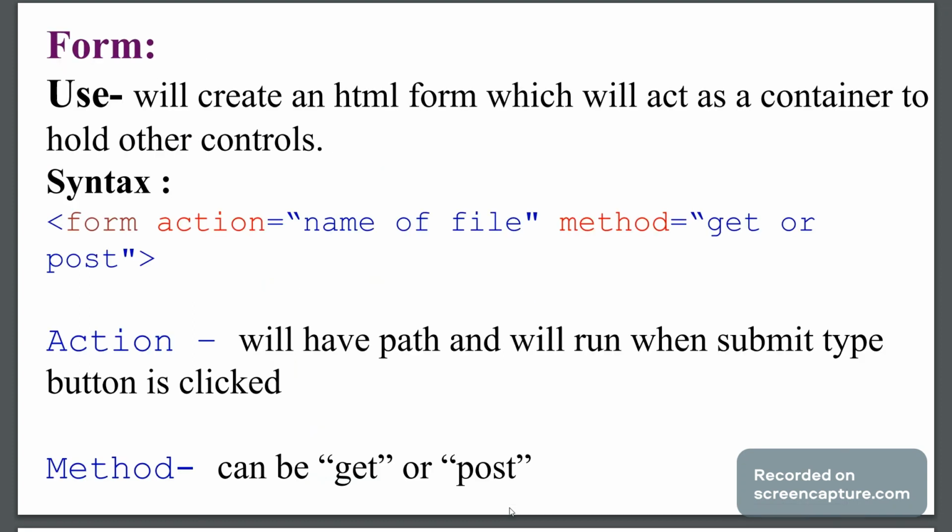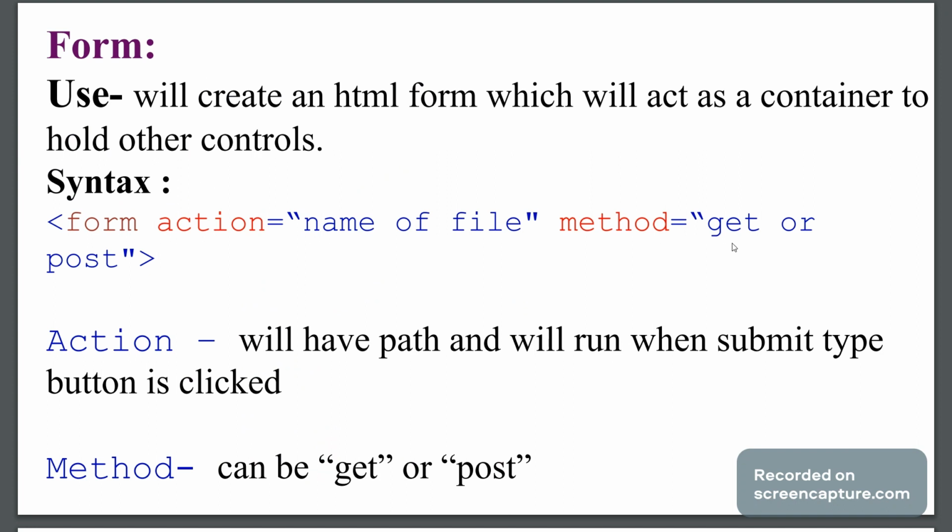For designing a form, we have a form tag with an action attribute. In front of action, we have to give the name of the file or the path where we want to jump after clicking a button on this HTML file. In front of the method attribute, we can give either get or post.